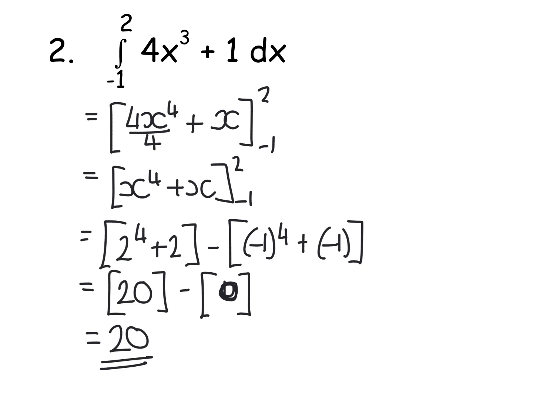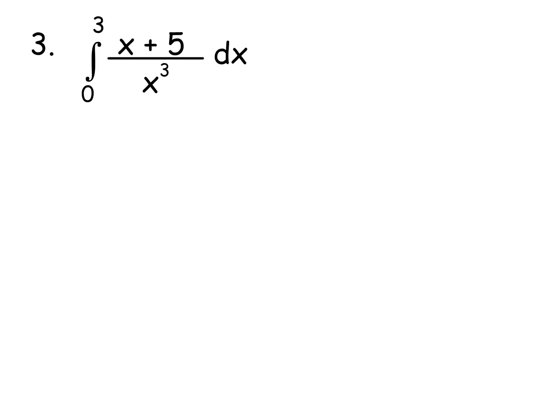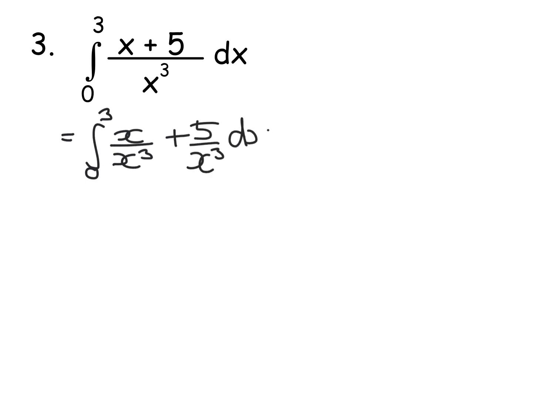Okay. Let's get a bit trickier. So this is one we've got to break it down before you can integrate. So we're still doing the integral from 3 to 0. This will be x over x cubed plus 5 over x cubed dx. Still not ready to integrate, so we keep the 3 and the 0. This is because 1 over x squared, so we'll write x to the negative 2, and then that'll be 5x to the negative 3.